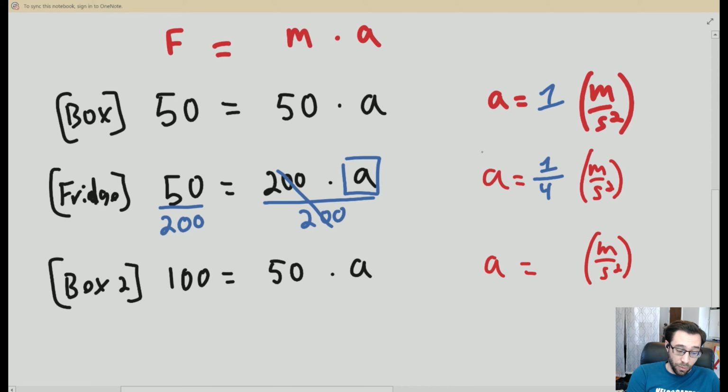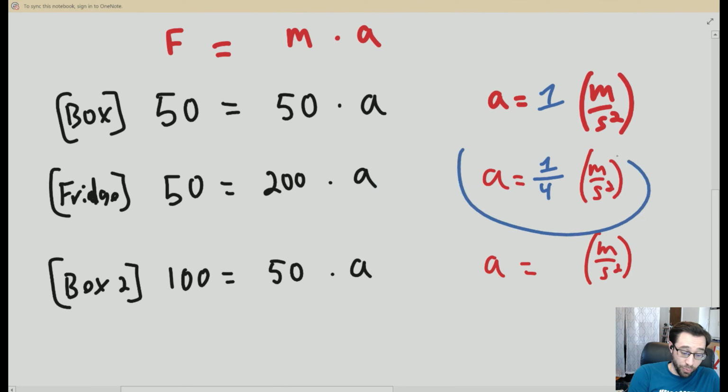So an acceleration of 1 meter per second squared is a greater value than 1/4 of a meter per second squared. So that means that if I increase from 50 kilograms to 200 kilograms, my acceleration is going to be a lower value, which is verified by what we just did. Cool?